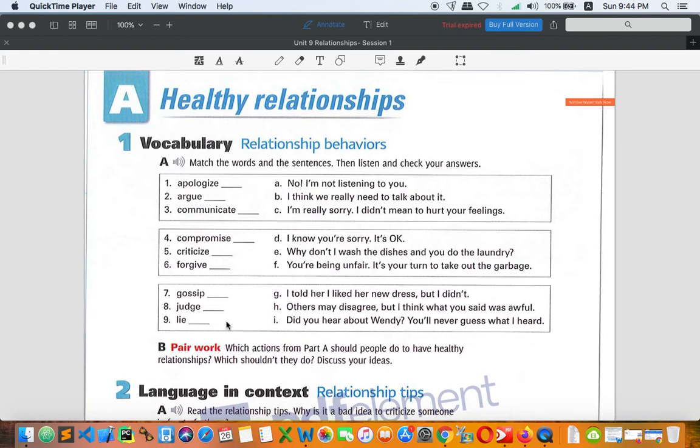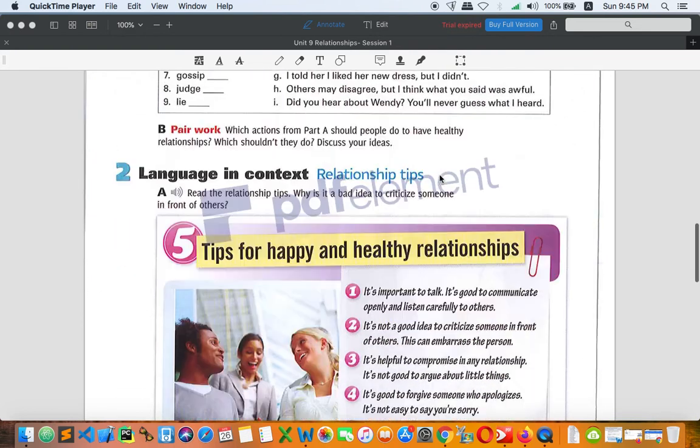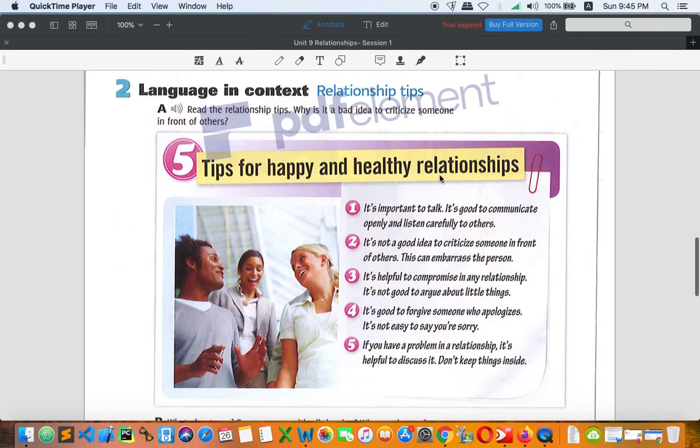Okay, so that's it for this vocab, everybody, and in order to find out the answers, you can listen. But you can try to match first. After listening to my explanation, you can try to match first, and then you can listen and check your answer later. I will give you the audio track so that you can listen and check the correct answer. Okay, so now let's go to number 2, language in context.